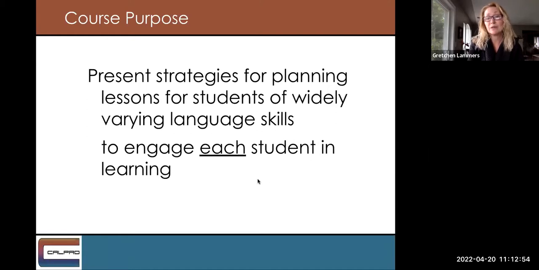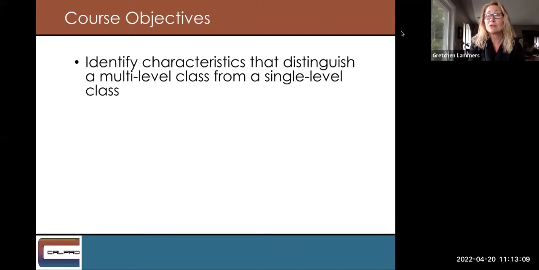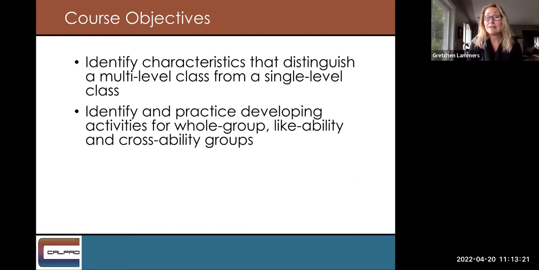And in this course, we are going to learn some tips and strategies on how not to do that, or how to teach to all learners. As for the course objectives, in this 4-week course, these are some of the things that we are going to learn and discover together. We are going to identify characteristics that distinguish multi-level ESL, or MESL, from single level class. We are going to identify and practice developing activities for whole group, like-ability, and cross-ability groups.